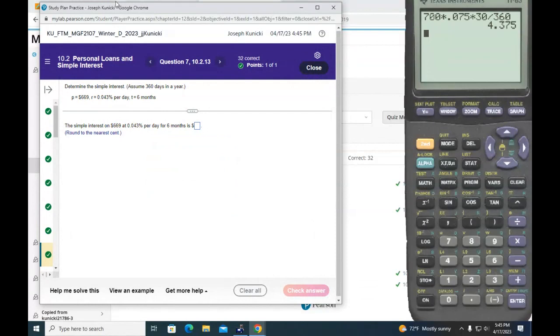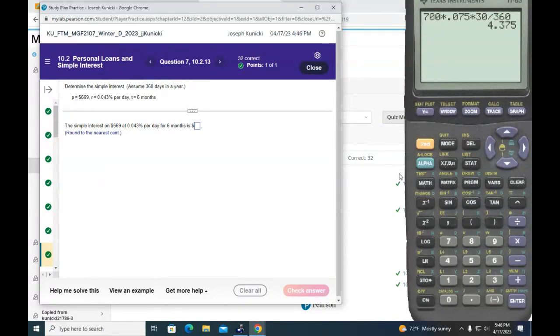Okay. Number 13. Same thing. Now this one, you see, it's per day. Unless otherwise specified, well, there it's specified per day. Okay, now the time T is in months. So I have to line those up, because this is per day, this is in months. So I either turn that into days or I turn that into months.